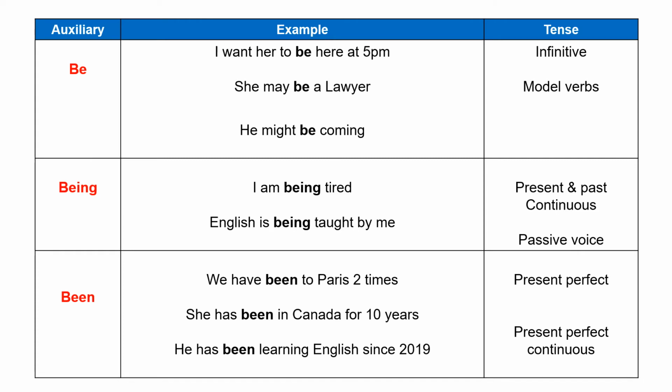Next example: he has been learning English since 2019. This sentence is in present perfect continuous tense and it shows how long an action has been running.